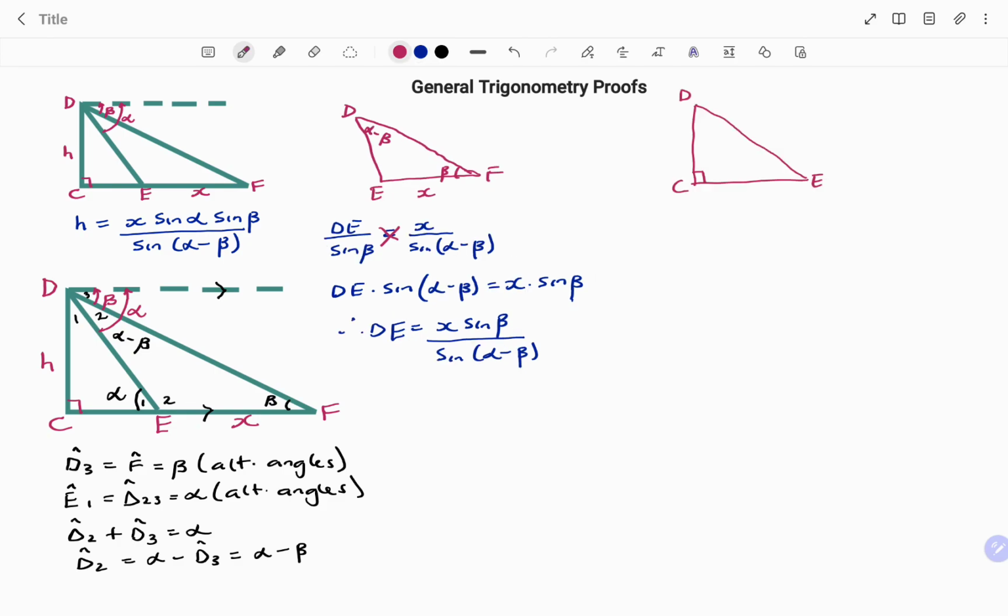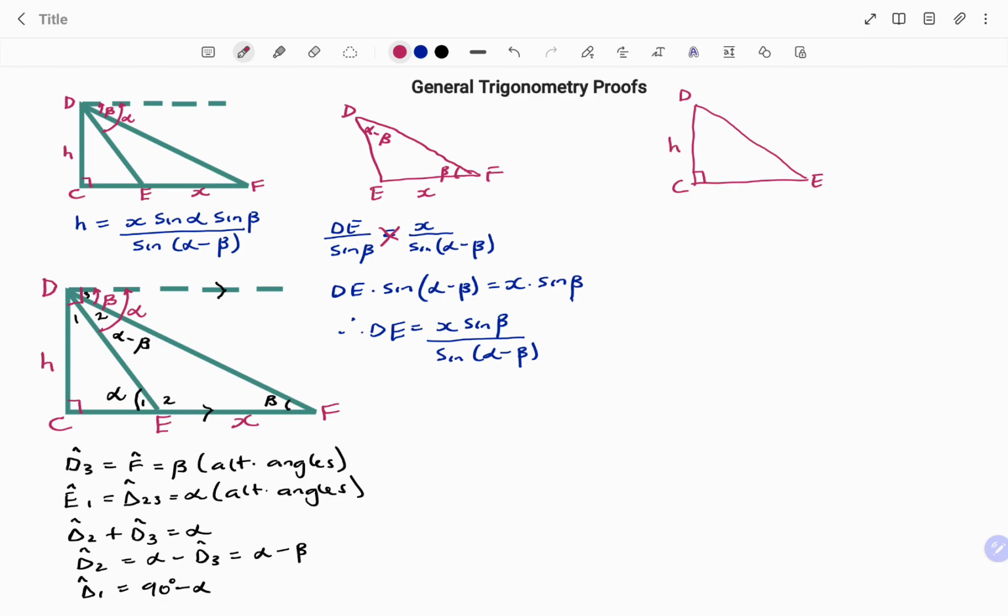Now that we know the value of DE, I'm going to use this triangle DCE to find the value of h. Before I do that, note that the angle at D, the whole angle, is equal to 90 degrees. Therefore, to find D1, as shown in the diagram, angle D1 equals 90 degrees minus my alpha. Putting that back into the diagram, I have DC to be h.